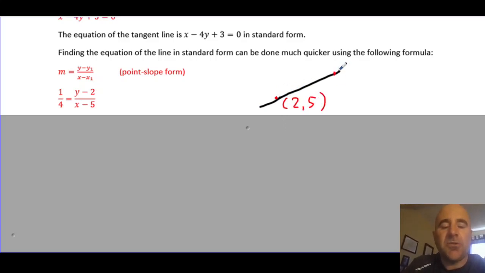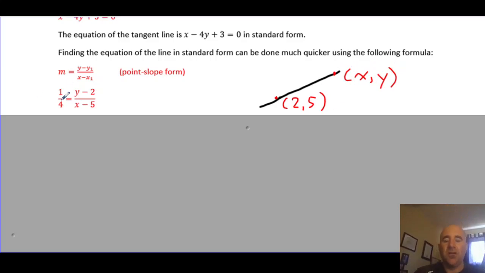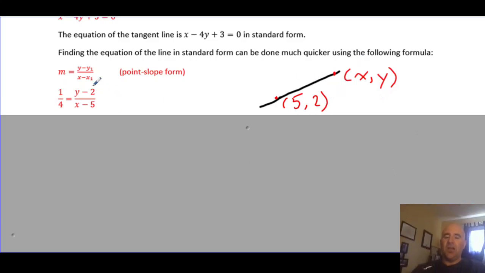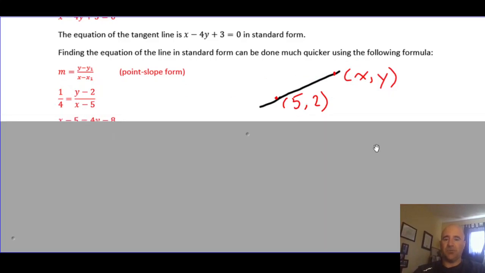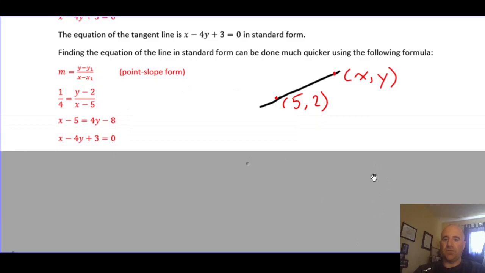For any other point on the line, if I were to calculate the slope between (x, y) and (5, 2), I know that it has to be equal to a quarter. So I know that the rise, sorry, that should be 5,2, not 2,5. I'll fix that. I know that the rise is y minus 2, and the run is x minus 5, and I know that that has to equal a quarter. And it's very easy to get this equation in standard form, because all I need to do now is cross multiply and solve. x minus 5 equals 4y minus 8, or x minus 4y plus 3 equals 0.